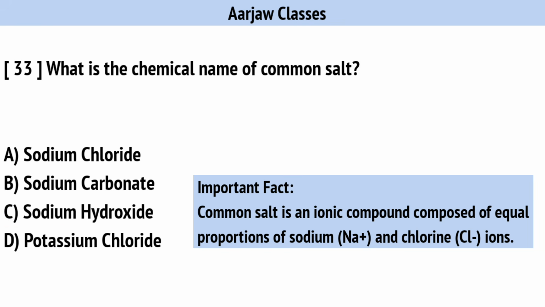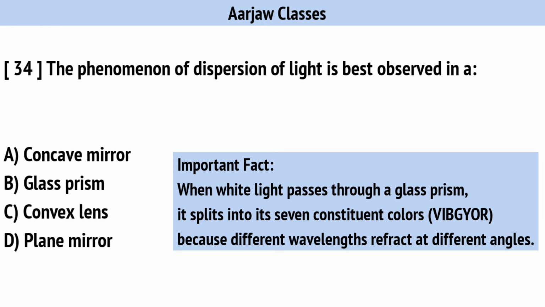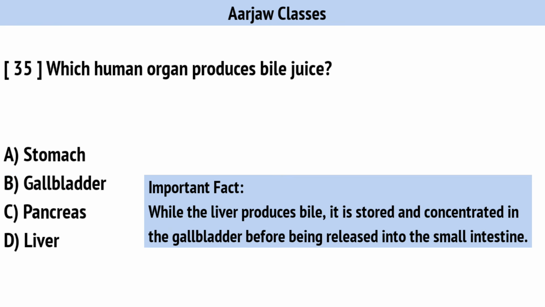What is the chemical name of common salt? Right option is A, sodium chloride. The phenomenon of dispersion of light is best observed in a? Right option is B, glass prism. Which human organ produces bile juice? Correct option is D, liver.